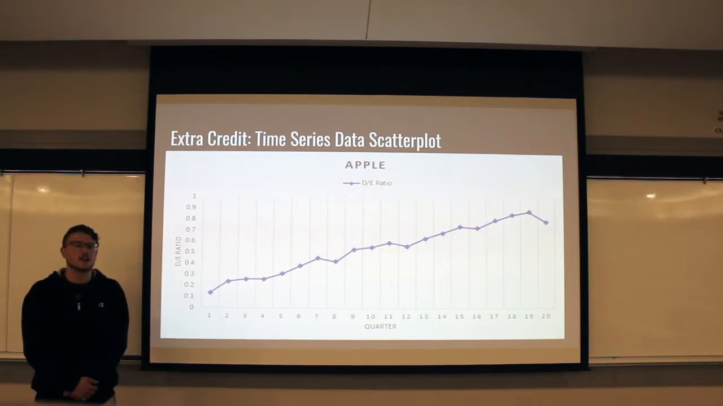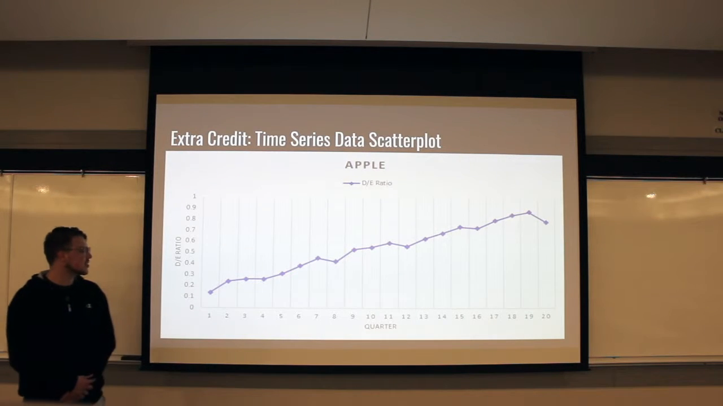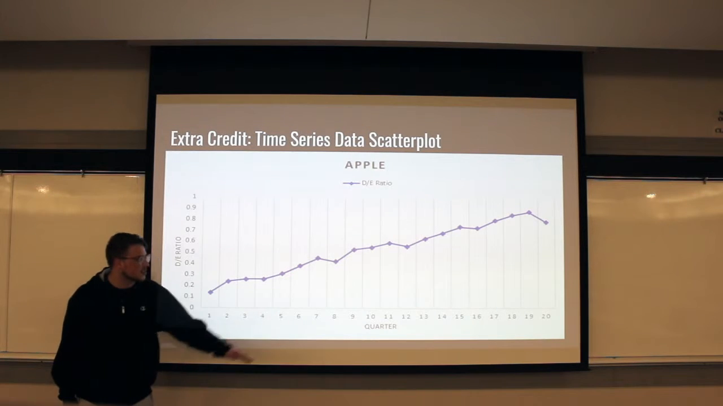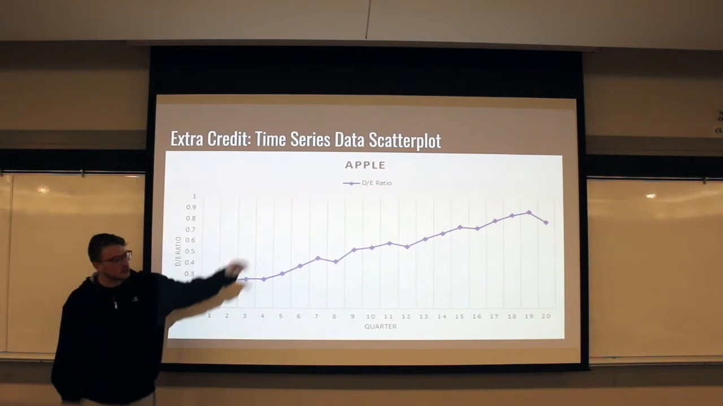And finally, we have our scatter plot for our time series here. On the y-axis, we'll have the debt-to-equity ratio. The x-axis is the quarters, and you'll see it follows a linear trend upwards there.